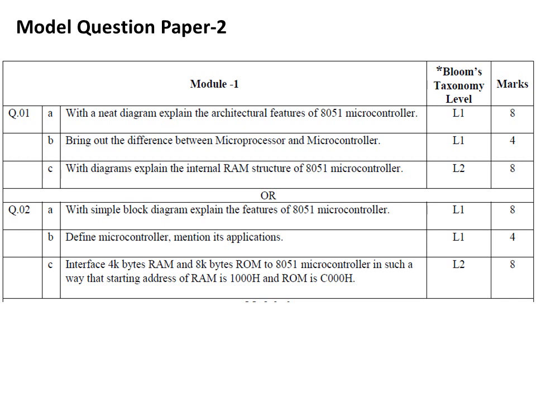And the next one is the bit addressable area. It is from 20 to 2F. And the next one is the general purpose area. It is from 30 to 7F. All these things should be explained with a neat diagram.